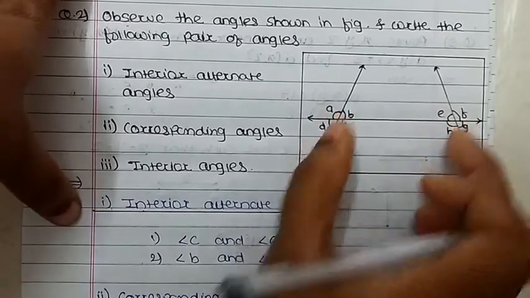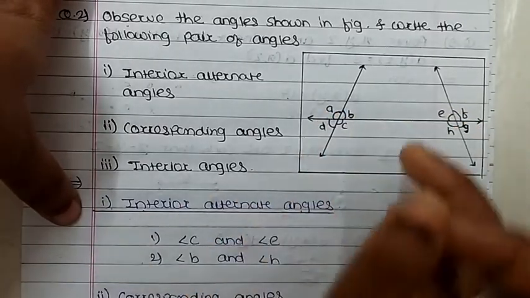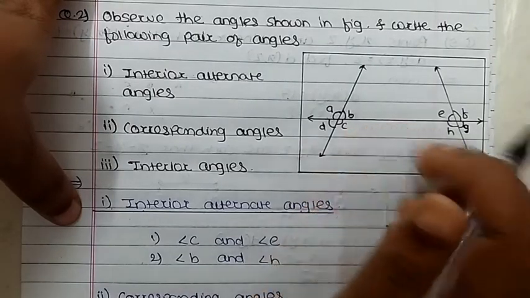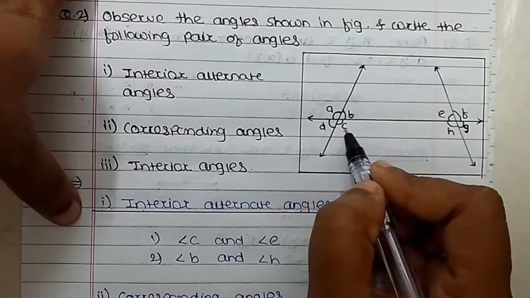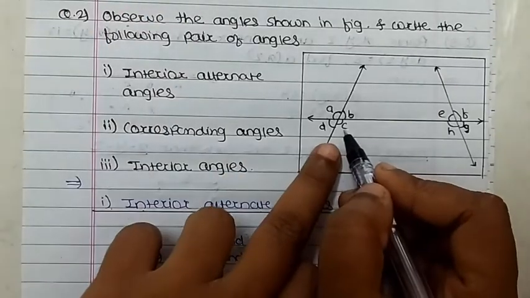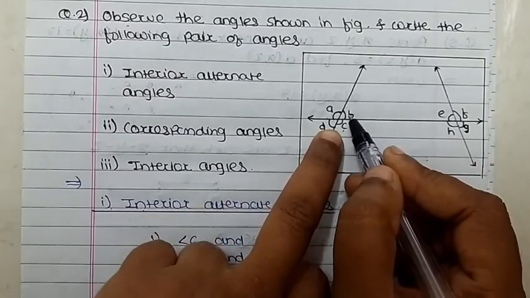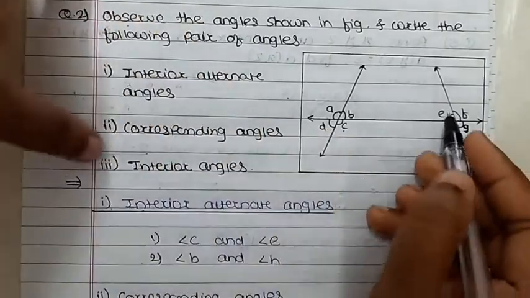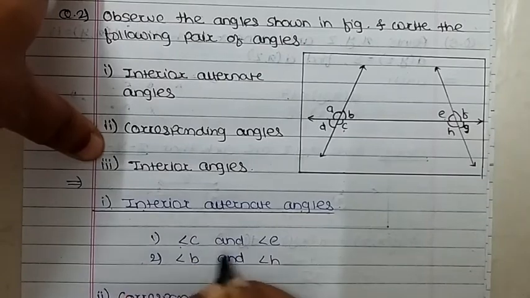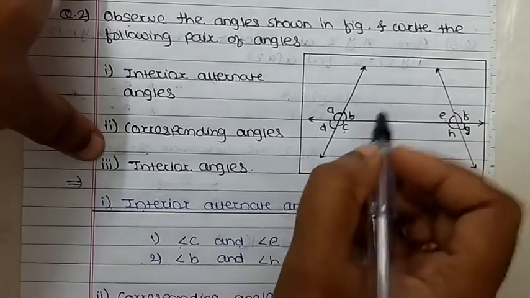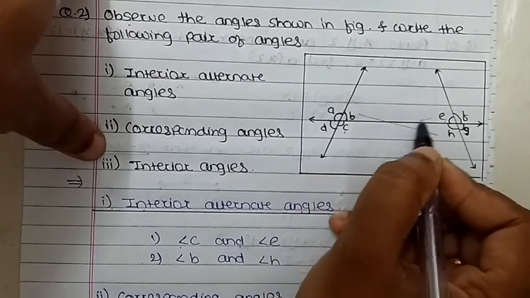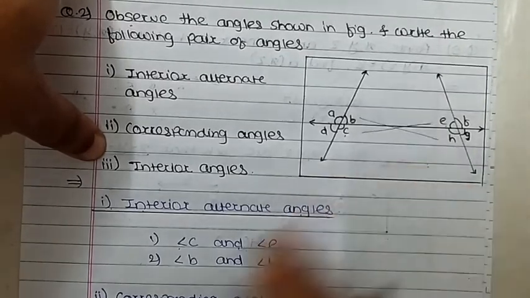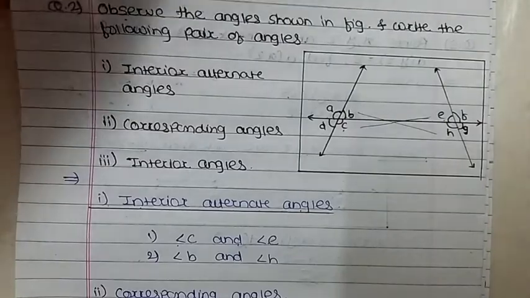But I want to calculate interior alternate angles. That means we have to skip one place. Suppose we want the interior alternate angle pair of C here. So C and, B is not there, then E. Then angle C and angle E, like that. Angle B and angle H, like this, crossing. So these are the interior alternate angles.